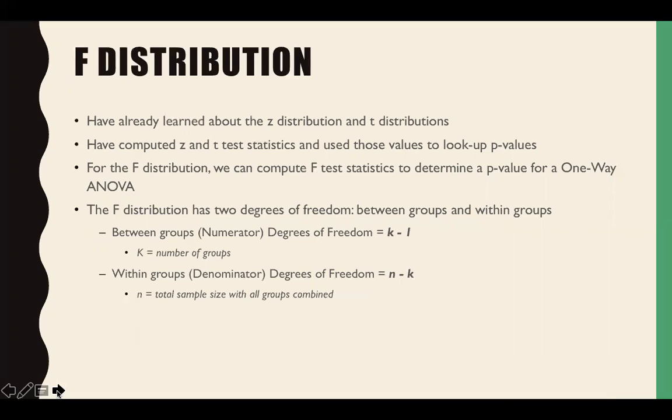Like the T distribution, the F distribution has degrees of freedom as well, but the F distribution has 2 degrees of freedom instead of just 1. The 2 degrees of freedom are known as between groups and within groups. Starting with between groups, this may also be known as the numerator. That degrees of freedom you can calculate by taking the number of groups minus 1. And then the other degrees of freedom is known as within groups, also known as the denominator. You can calculate that by taking the total sample size with all the groups combined, and then subtract k, which is the number of groups again.